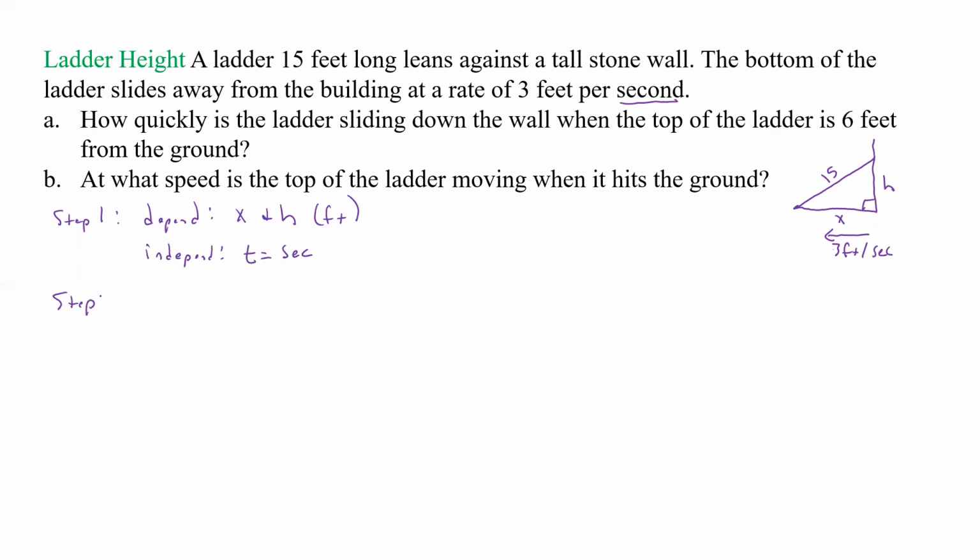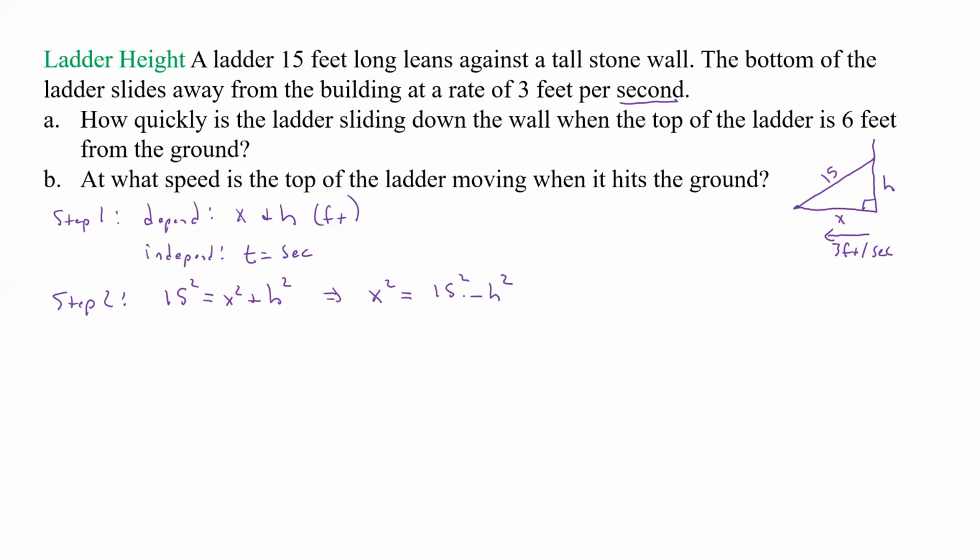So step two, this time we actually have to write our own equation. Well, do we know anything that would relate all those pieces? Well, if we use the Pythagorean theorem, we could say 15 squared is equal to x squared plus h squared. Now, that's the equation we're going to use, and it relates both of those. Now, usually what happens is one's on one side, one's on the other side, and we can do that. So if we wanted to, we could rewrite this: x squared is equal to 15 squared minus h squared.